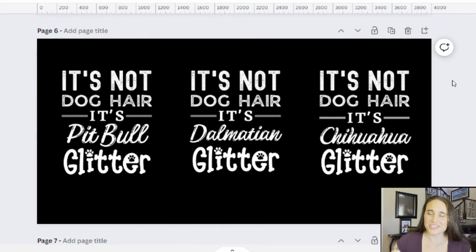Down here is just another example of the different types of dog breeds. So this is a text-only design. So it says it's not dog hair, it's pit bull glitter, or it's Dalmatian glitter, or it's Chihuahua glitter. This is probably the easiest one to scale, because all you have to do is change the word each time. So you don't have to change anything else about the design. You don't have to create a new design. You just literally put in a new word.